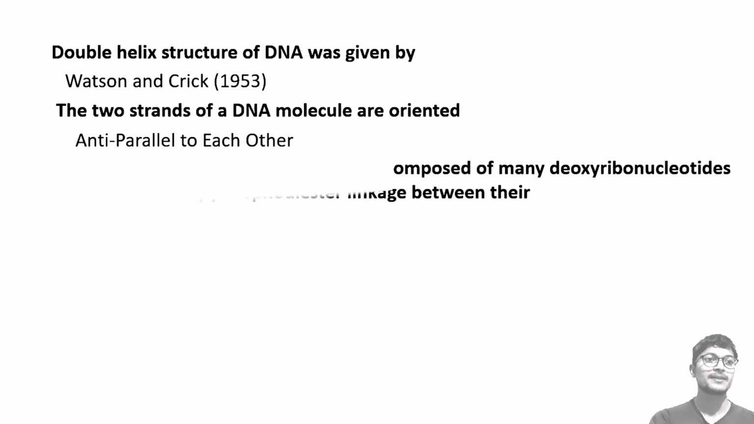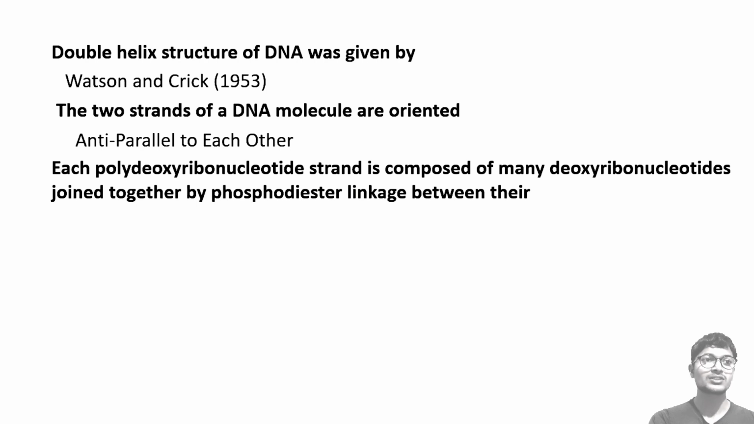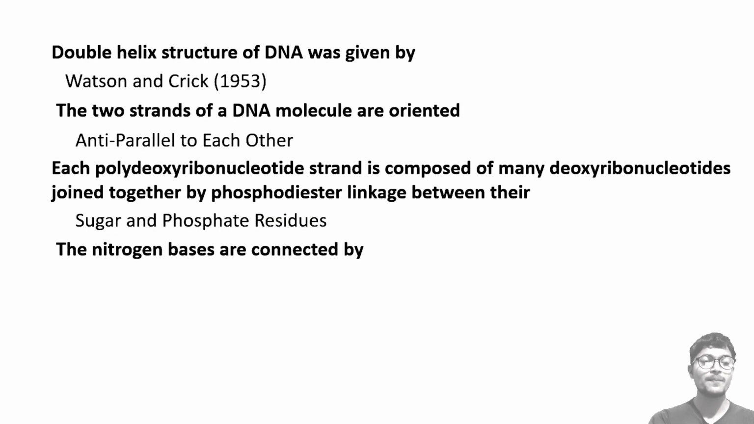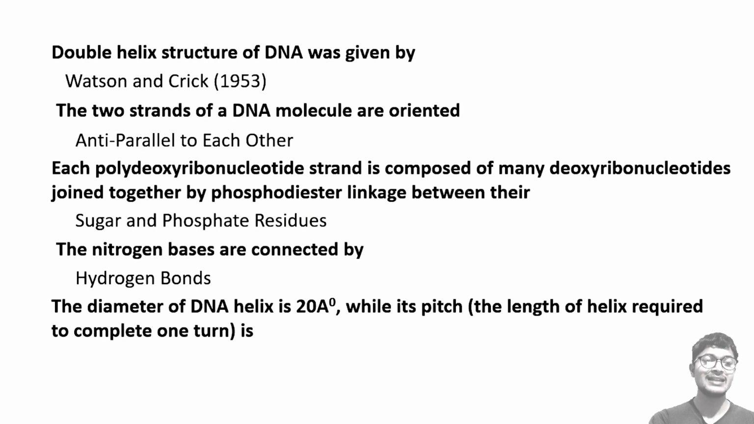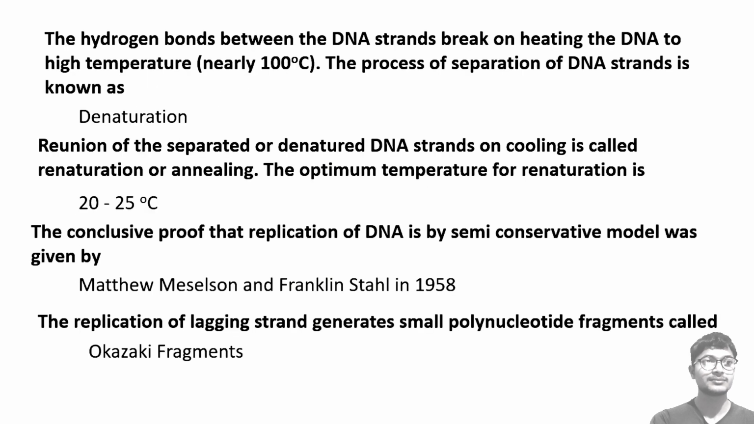Clear? Next question is that each polydeoxyribonucleotide strand is composed of many deoxyribonucleotides joined together by phosphodiester linkage between their? Answer is sugar and phosphate residues. Clear? Next question. The nitrogen bases are connected by? Answer is hydrogen bonds. Clear? Next question. The diameter of DNA helix is 20 angstrom, while the length of helix required to complete one turn is? Answer is 34 angstrom. Clear?